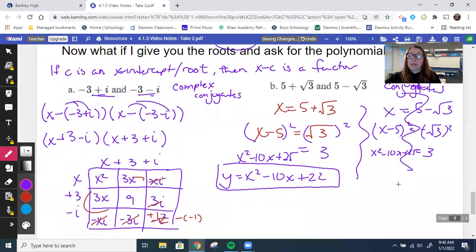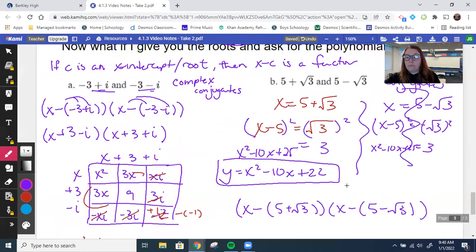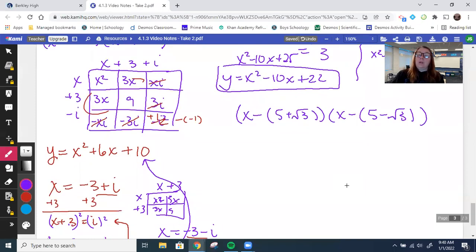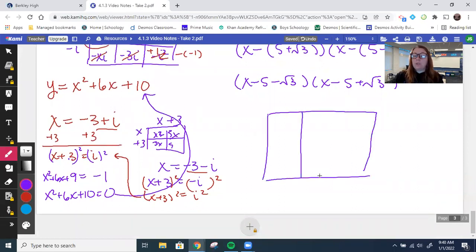Now, if you're like, I don't like that, it doesn't make sense to me, then you could write them as factors. So you could do x minus the quantity 5 plus root 3, and then x minus the quantity 5 minus root 3. Let me just make sure I wrote those down right. Okay, and then you would have to do x minus 5 minus root 3, and then x minus 5 plus root 3, and then make the box and multiply out. Like I said, I think this takes a lot longer. Some people like it. You don't have to be able to do it both ways. I'm just showing it both ways, because some people like doing it one way, some people prefer the other way. Do what works for you.